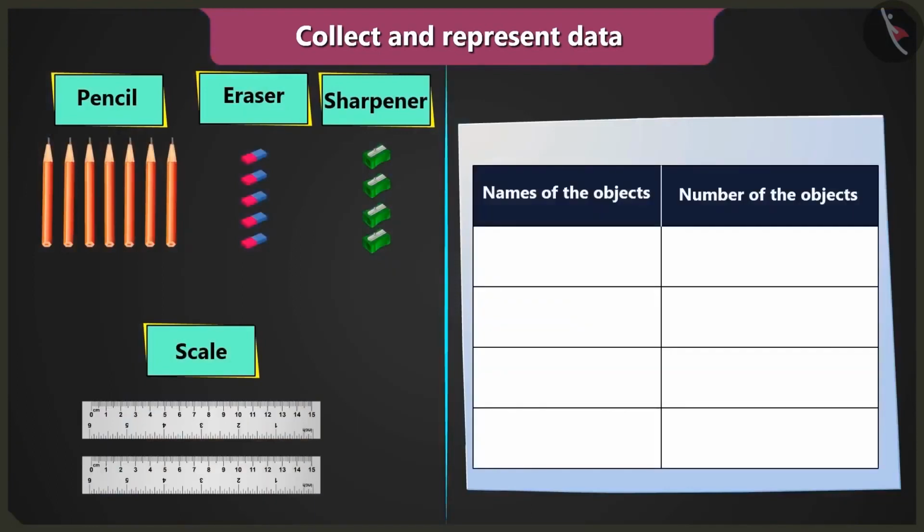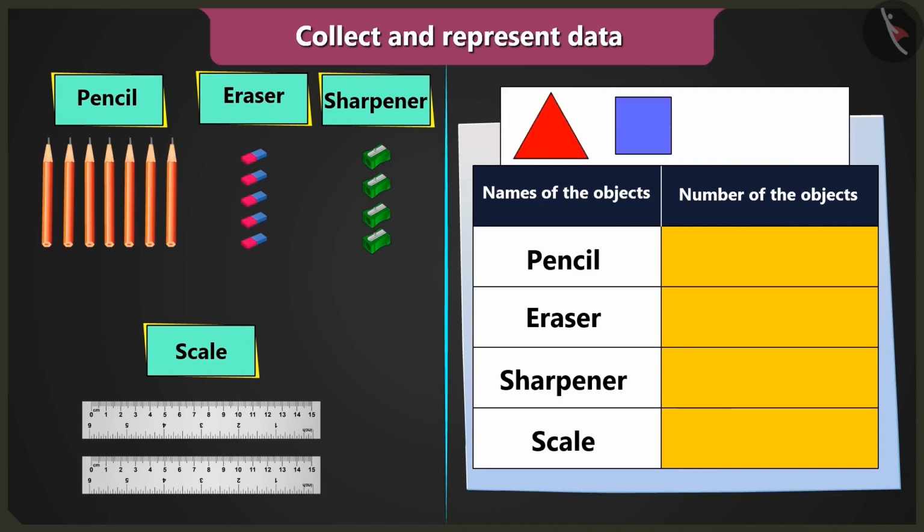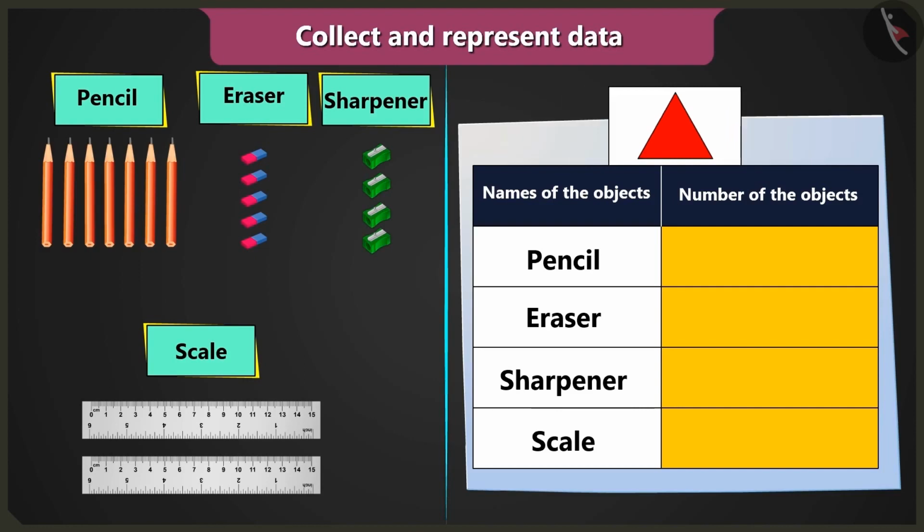Okay, I have made this table. I wrote the names of the objects in the first column and count of objects in the second column. Now write which objects are there in the column names of the objects. In the column names of the objects, I wrote pencil, eraser, sharpener and scale. And now in the column count of objects, you have to draw as many triangles, squares or circles as the number of objects. So we will draw triangles to fill the table.